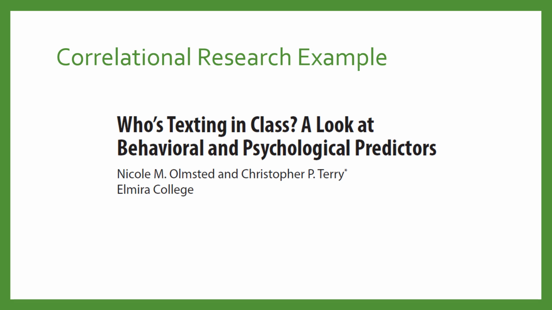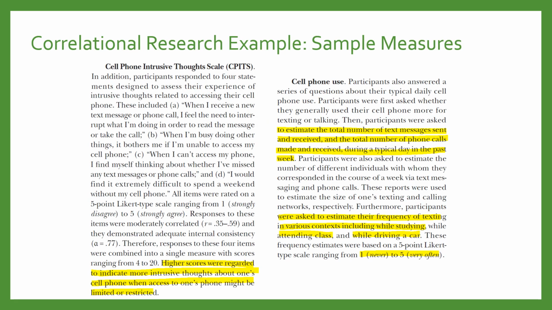So let's take a look at an example of correlational research looking at who is texting in class. The method section of the journal article is where you would go to figure out how things were measured in the study, how things were operationalized. And the variables of most interest here are cell phone intrusive thoughts and cell phone use.